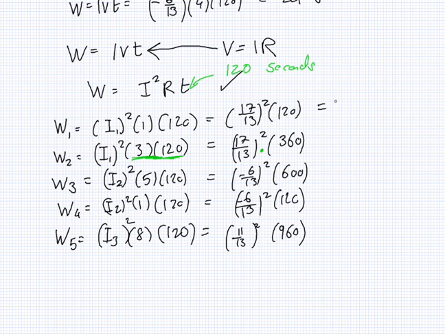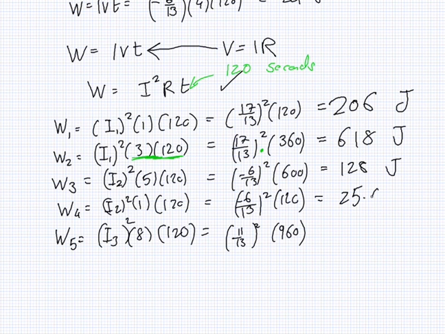705.932. Just give me 3 significant figures. What is it? 206 joules, okay. 618. Okay. 128. Okay. 25.6. Okay, and then the last one? 687 joules. I'd like you to add all of these together. Tell me what you get.